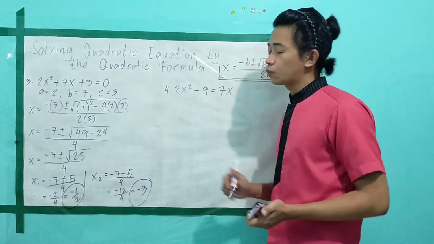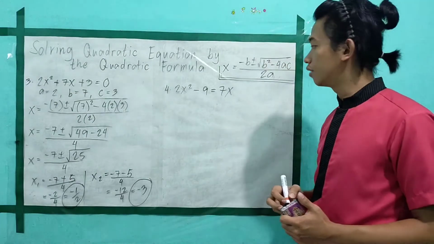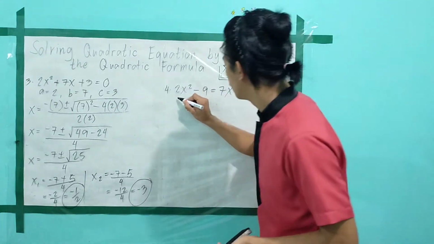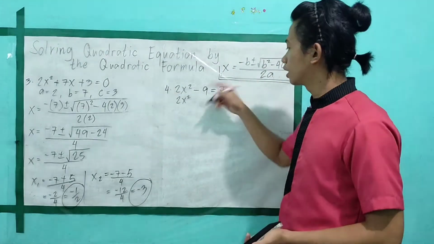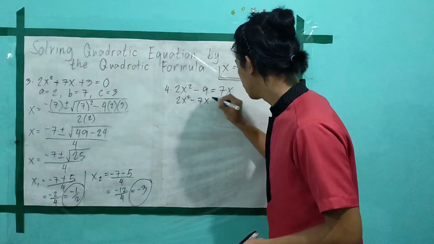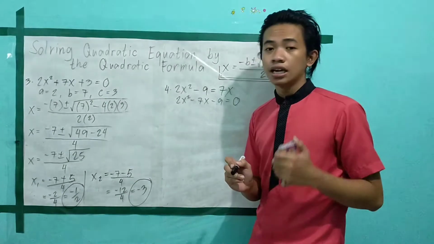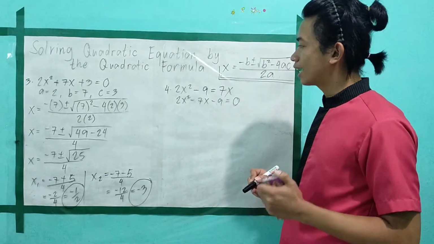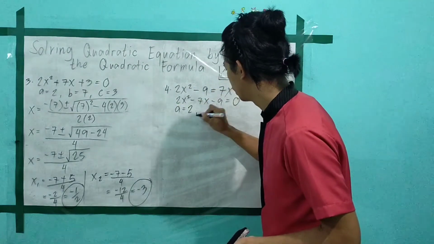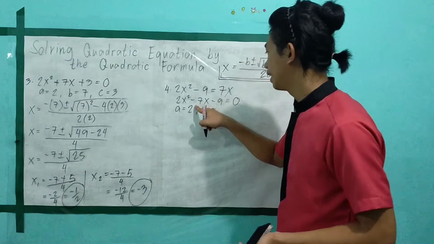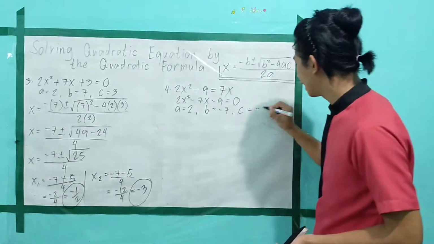Okay, so let's proceed to problem number 4. In problem number 4, hindi pa siya nakaayos ng standard form. So, standard form muna natin. We have 2x squared. Next, yung 7x. So, i-transpose natin magiging less 7x, then less 9 is equal to 0. Next, determine natin yung value ng a, b, and c natin. Value of a is equal to 2. Value ng b is equal to negative 7. Value ng c is equal to, constant natin, negative 9.